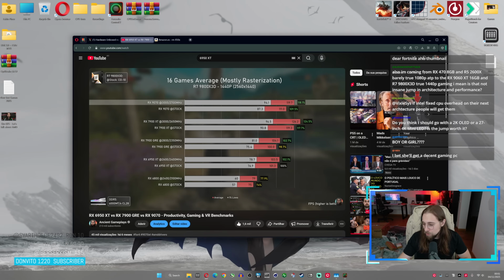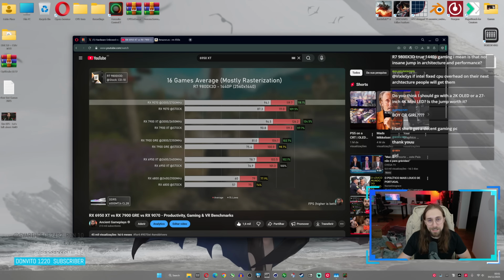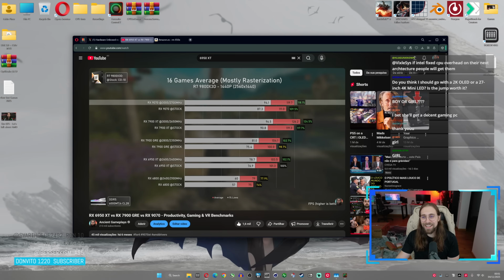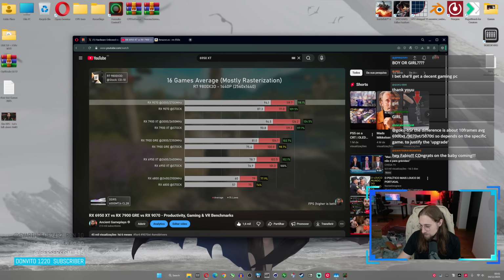Tiny baby Fabio, will she have RT cores implemented? Tensor cores immediately. Girl. Nah. I like to spoil when they deserve it. I don't like little brats. Thank you very much for the congrats, guys.